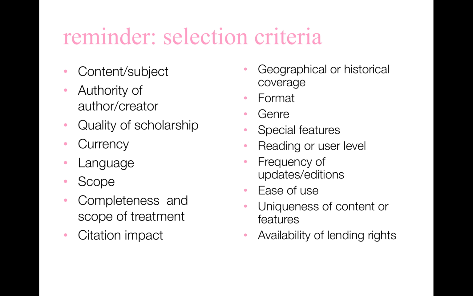So most people will need content or subject, the authority of the author, the quality, the currency, is it a current book, and the language. Things like citation impact are going to be more appropriate for academic libraries. Geographical or historical coverage is really important if you were developing a collection, say, for Indigenous studies, for a particular area, or a South Pacific collection. So all those types of things. Special features, reading or user level, that might be appropriate depending what library you're in. So you need to think about all these things. And as I said, this is not an exhaustive list. These are just some selection criteria to get you thinking about what you might like to put in your report.